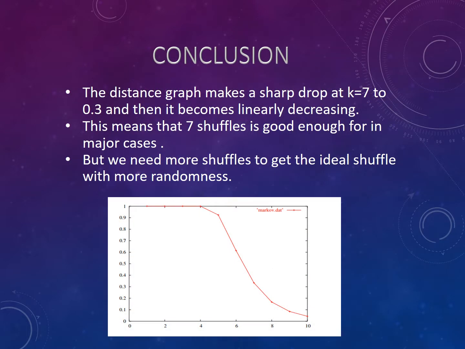The given graph indicates the amount of randomness created against the number of shuffles taken. We can see that there is a sharp drop when the number of shuffles crosses 5 and it ends at 7. After 7, the randomness stabilizes. So we need at least 7 shuffles to get proper randomness in most cases, but 7 is not ideal for getting the actual randomness, which tends to go to infinity. So we can say that 7 shuffles is the least number we need to get near-ideal randomness.